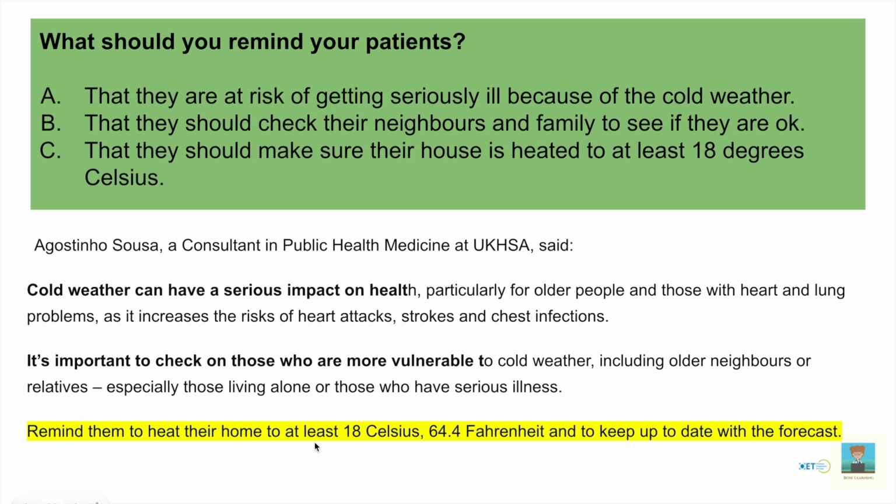Remind them to heat their home to at least 18 degrees and to keep up to date with the forecast. So what should you remind your patients? What should the district nurses remind the patients? That they are at risk of getting seriously ill? Well, yes, it can have a serious impact on their health, but is that what you should be telling them? Perhaps, but the real reminder is about the heating, that they should check their neighbours and family. Not really, you should check anyone who's vulnerable to make sure that their house is heated to at least 18 degrees. Yes, that's the option that we need here.